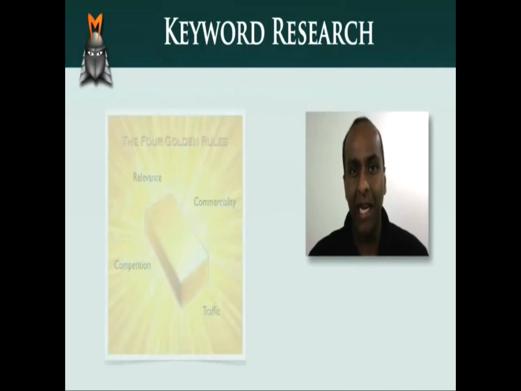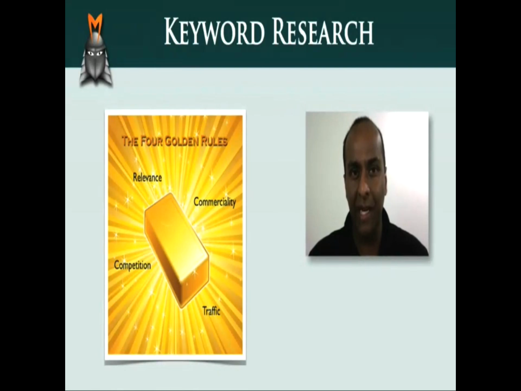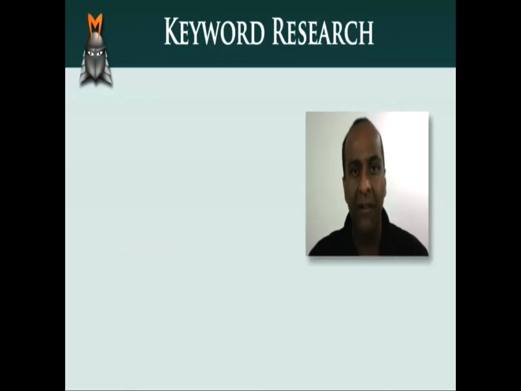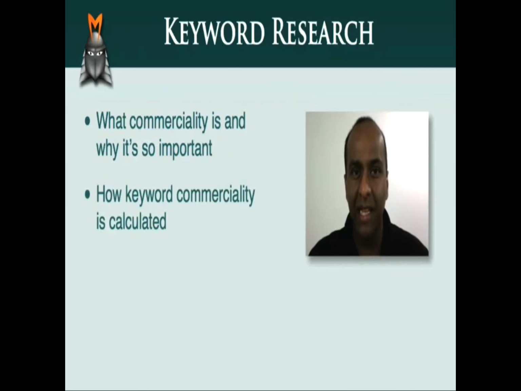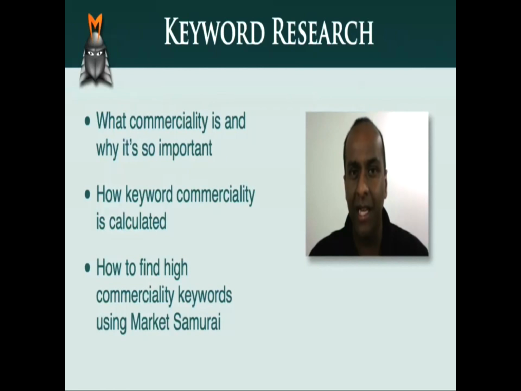In this video, we'll be taking a look at the fourth golden rule of keyword research, which is commerciality. If you happen to break this rule, you run the risk of missing out on the most profitable keywords in your niche. Specifically, we'll be covering what commerciality is and why it's so important, how keyword commerciality is calculated, and how to find high commerciality keywords using Market Samurai.